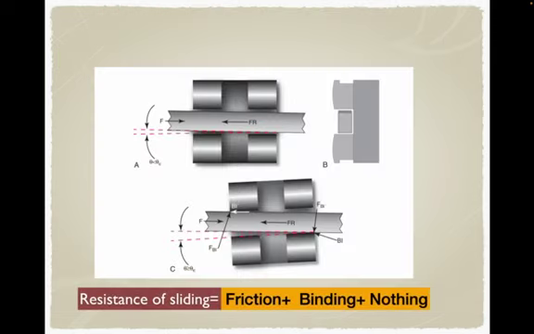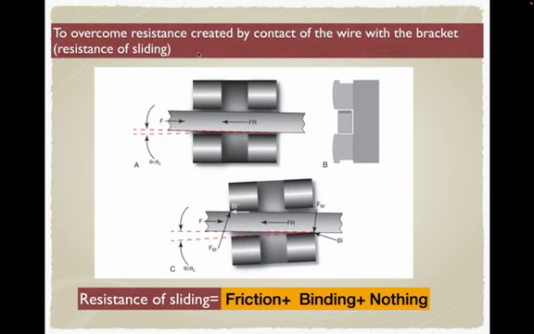For this lecture now, we're going to focus on this part, which is to overcome the resistance that is created between the contact of the wire and the bracket, or what we call resistance of sliding. Now, resistance of sliding depends on three factors. The first one is friction, the second one is binding, and the third one is notching. So friction between the surface of the wire and the surface of the bracket, as we can see here. And then binding is when this bracket binds to the wire, and we're going to explain all of these items later, and notching as well.